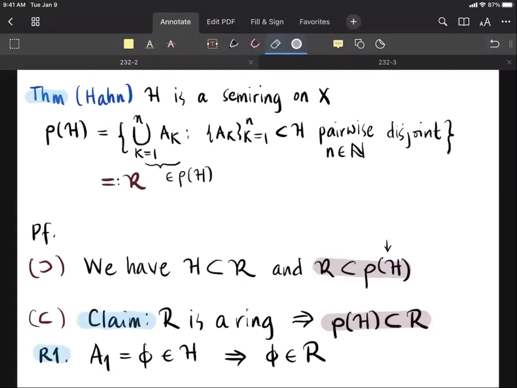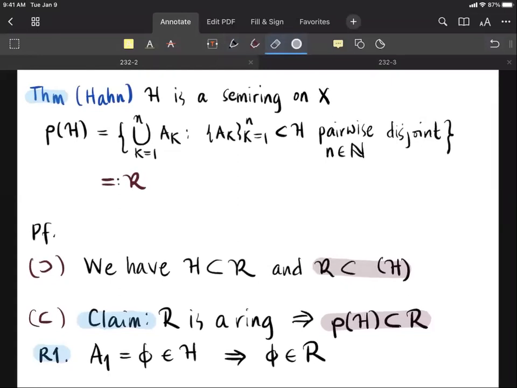Hence, R is contained in the ring generated by H. And this proves the first inclusion. Now, for the second inclusion, we claim that R is indeed a ring. And according to this inclusion, R is a ring containing H. Therefore, the ring generated by H must be a subset of the larger ring R.